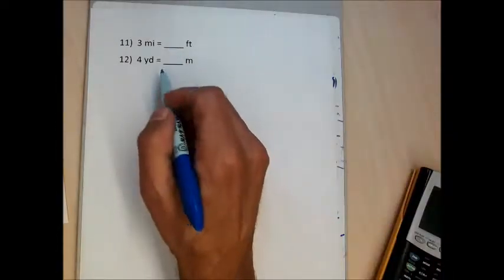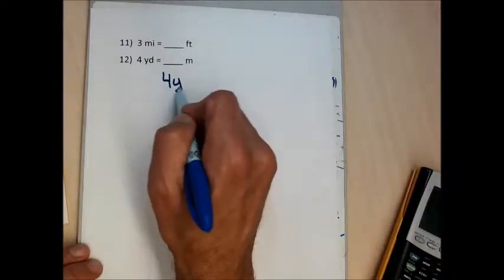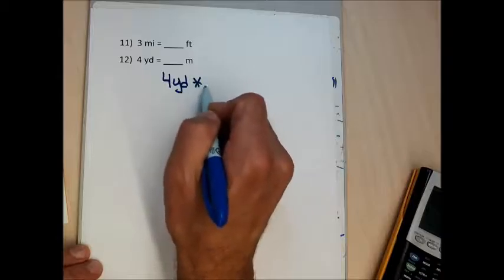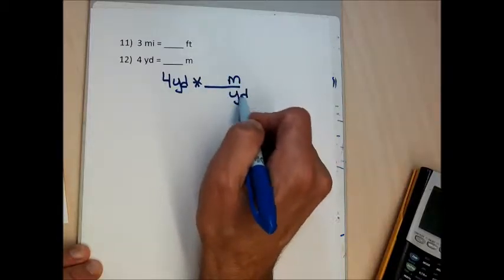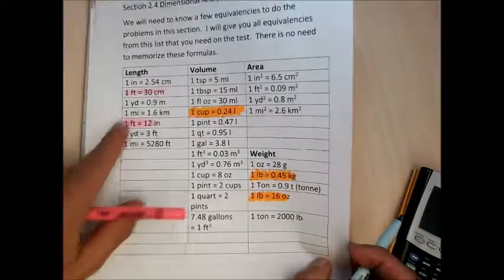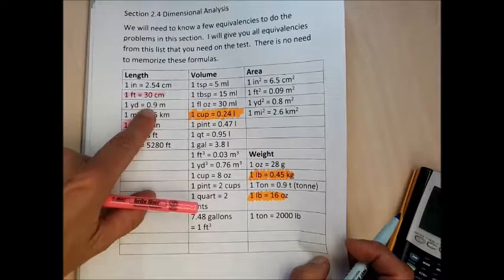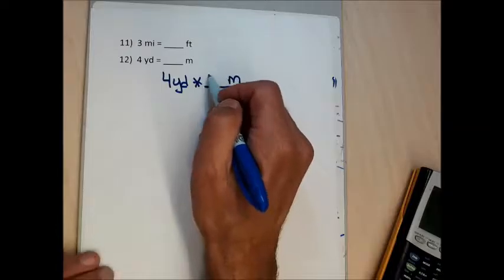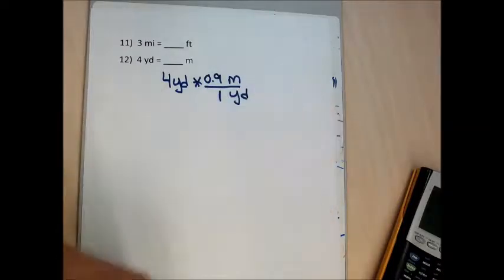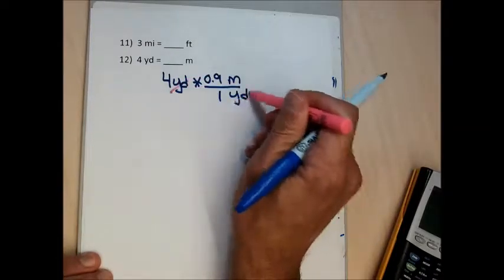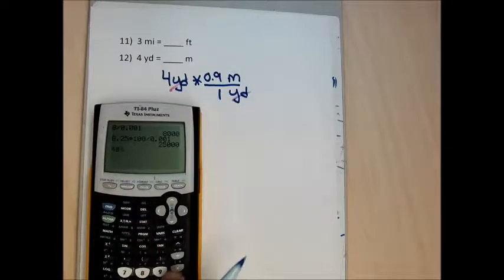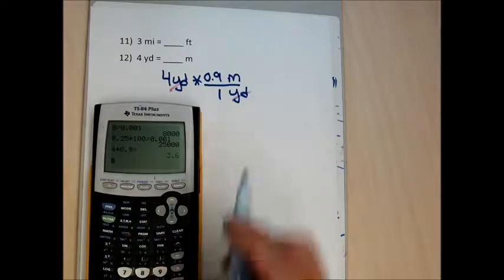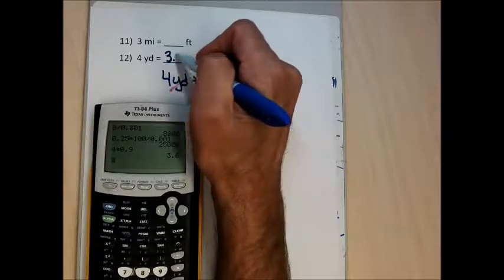So for my problem 12, I'm going to start off with 4 yards. I'm going to multiply by a fraction. I want to end up with meters. I want to get rid of yards. I'm going to put a 1 next to the yard and a 0.9 next to the meter. The yards are going to cancel. I'm going to multiply the 4 times the 0.9 and get 3.6. My answer is going to be 3.6 meters.